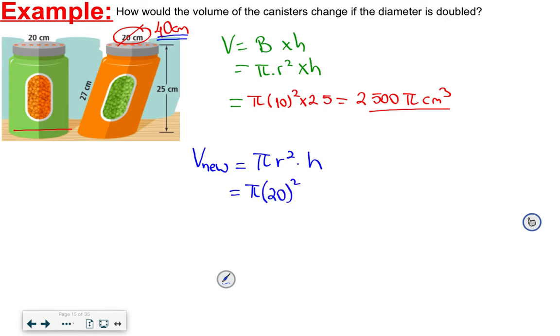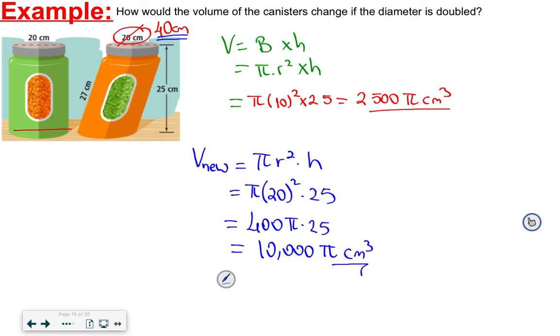It is 20 squared times the height, which is not changing, 25. 20 squared is 400, pi times 25. When you multiply them, you will get 10,000 pi cubic centimeters as the new volume. What happens if you double the diameter? Your volume is going to be 4 times greater than the normal volume.